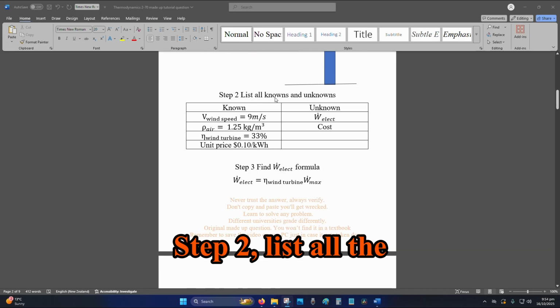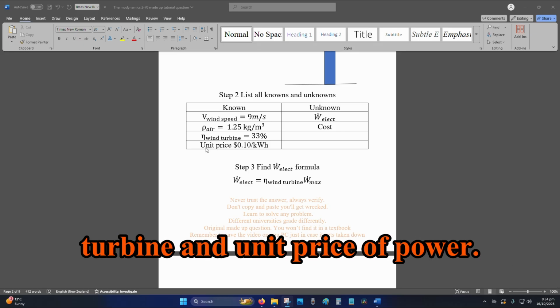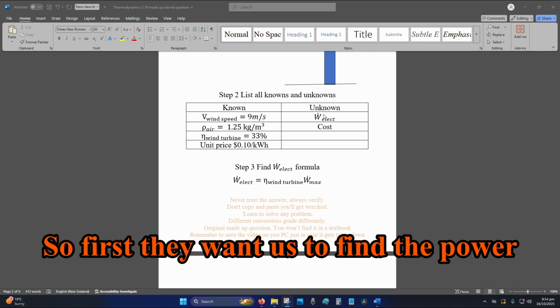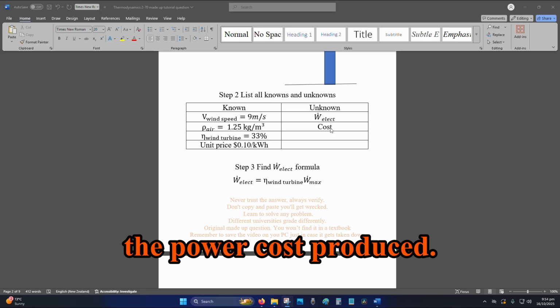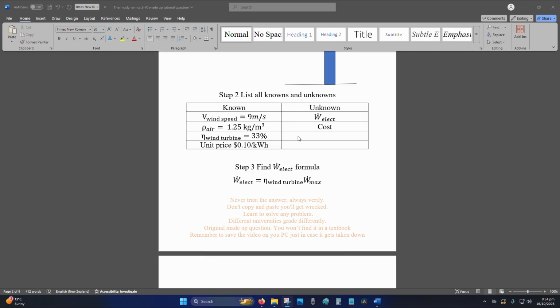Step 2, list all the given variables and unknown. They give us the wind speed, air density, the efficiency of the turbine, and unit price of power. So first they want us to find the power generated, and then they want us to find the cost produced. So the revenue, that's what they really want.